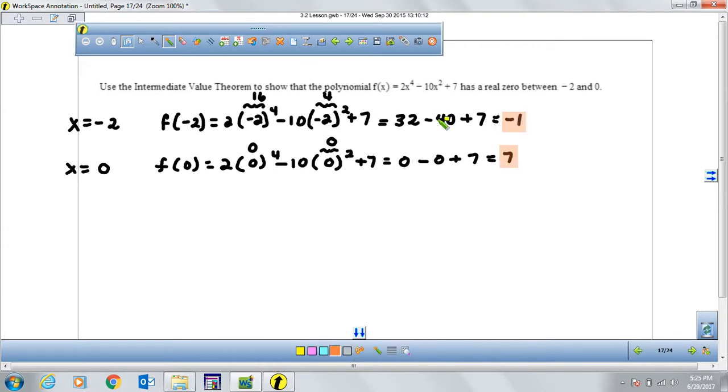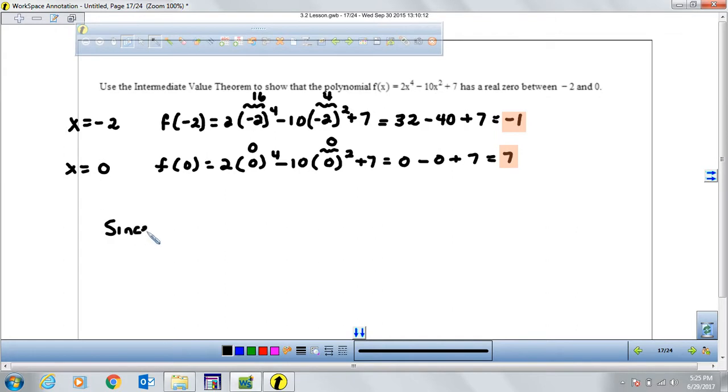You see the values of y for each of those values of x, one of them is negative and one of them is positive. So that means that in order for the graph to go from this point to that point, it must cross the x-axis between -2 and 0 to go from a negative y value to a positive y value. So we're going to say the following.